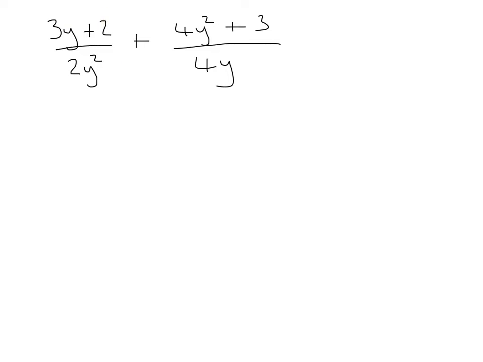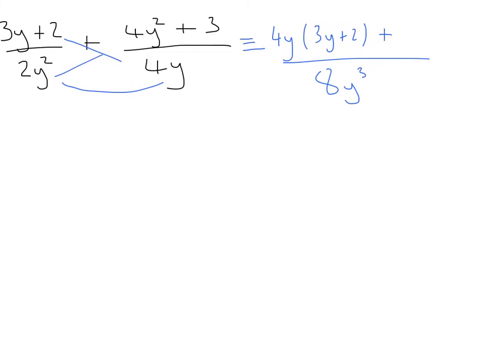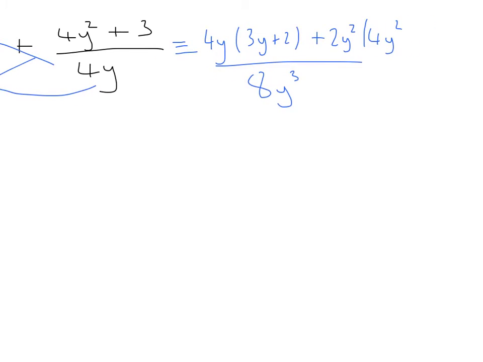Here we have an increasingly messy, horrible looking set of algebraic fractions. We can add them together in the same way we've done up till now. Multiply the denominators together, and that gives us 8y cubed. And then cross multiply would give us 4y, 3y plus 2, add 2y squared, brackets 4y squared plus 3.